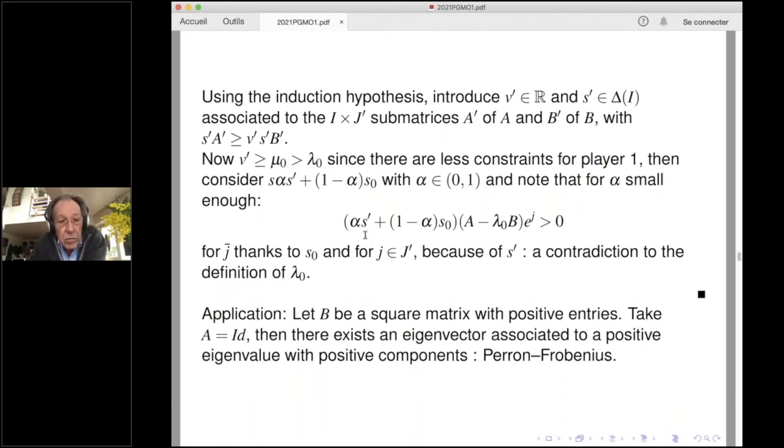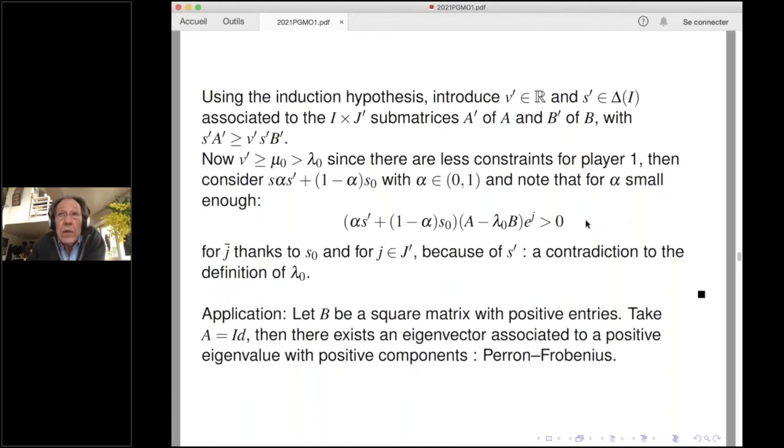So you have a convex combination of something which is greater than 0 and something which is strictly greater than 0. So the convex combination is strictly positive. Okay? So it means that against every J, you have a strict inequality here. And this contradicts the definition of lambda 0 being the supremum of all reals such that you can guarantee.